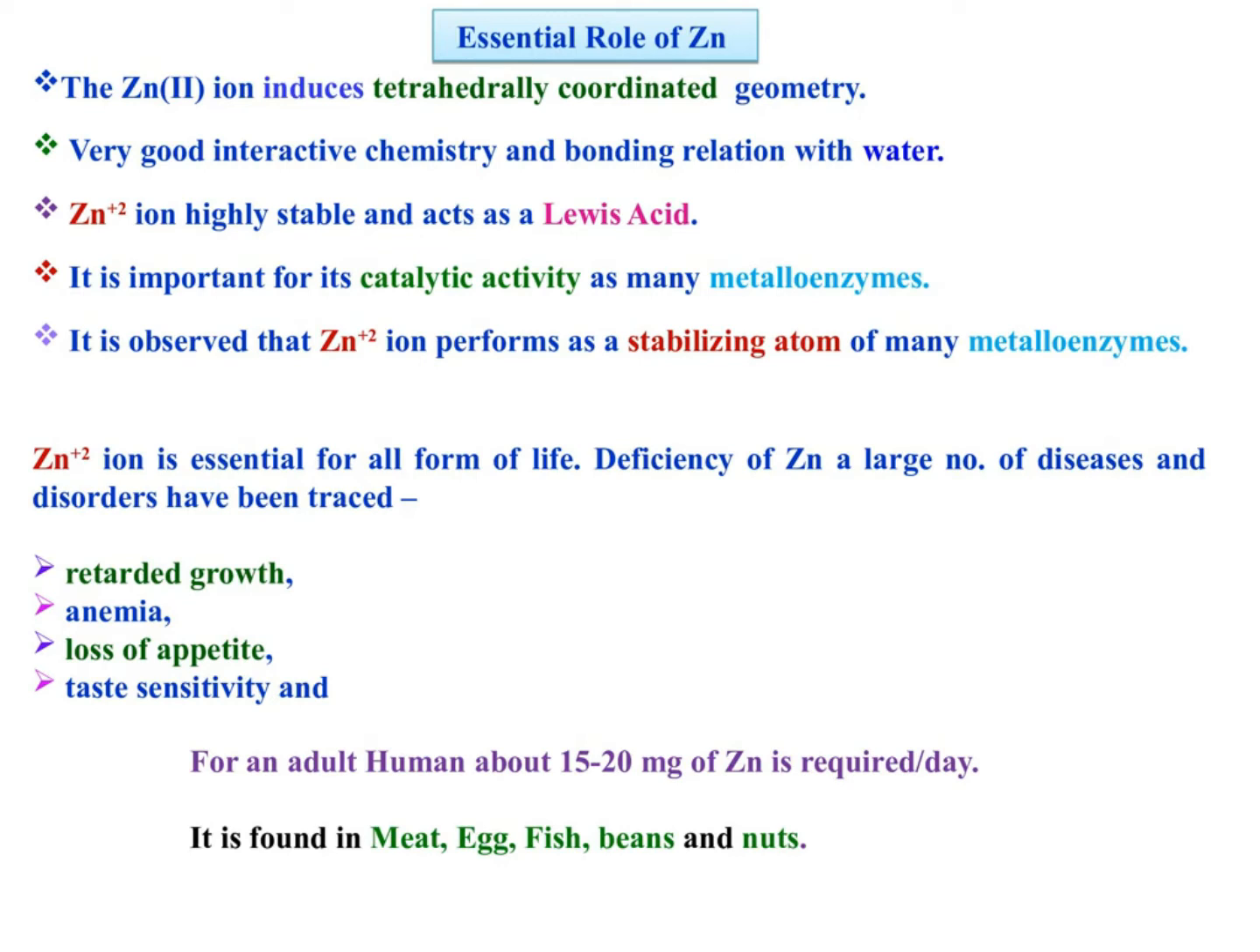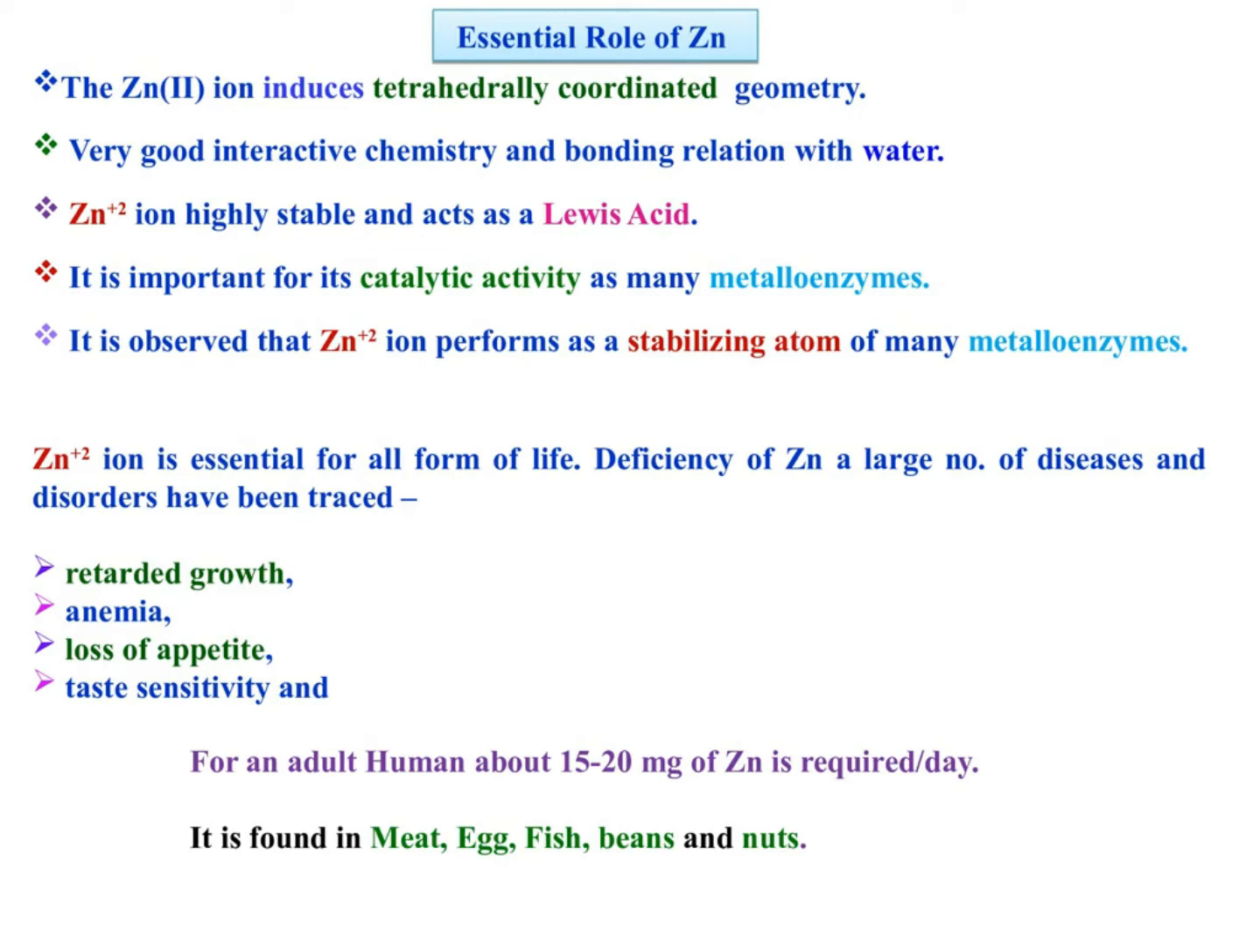And the last one, in maximum metalloenzymes, zinc also performs as a stabilizing structure as well as a structural atom to perform the enzymatic activity. So these are the main features for which nature selects zinc 2 during the formation of metalloenzyme CA.